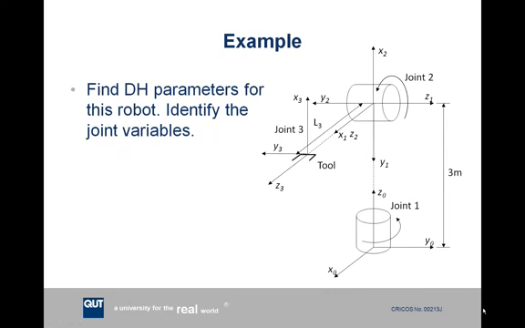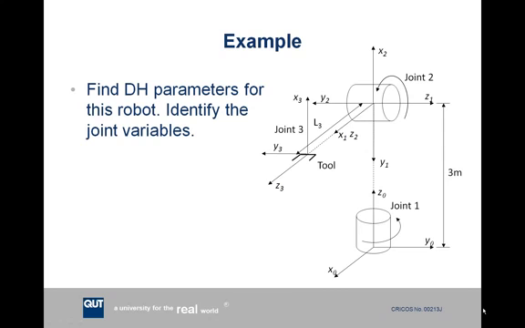So we've assigned the 3 z-axes first. Z0 is the axis of revolution around joint 1. Z1 is the axis of revolution around joint 2. And Z2 is the axis of translation, or the prismatic axis of joint 3.